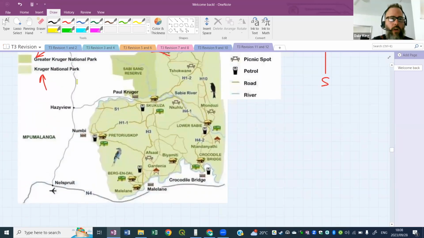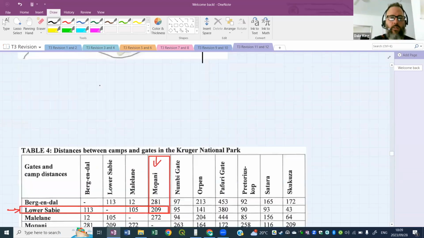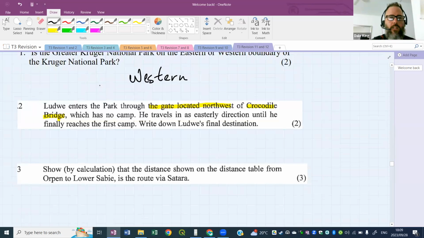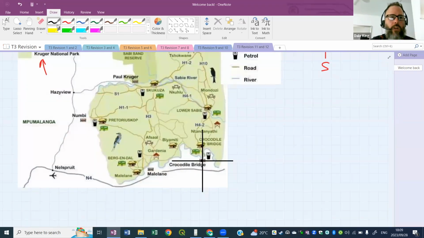All right, so there's the park. And I don't know if you can see, but these little grids here are the gates. And this is the Crocodile Bridge gate. So I need a compass on there. The point that you're going from has the compass. So we're going from that point there, and it says he enters the park through the gate located northwest of the Crocodile Bridge. So from that point, we've got to go northwest.